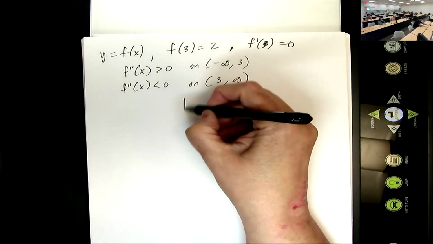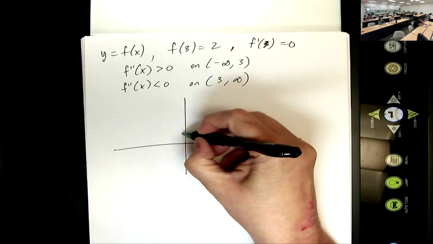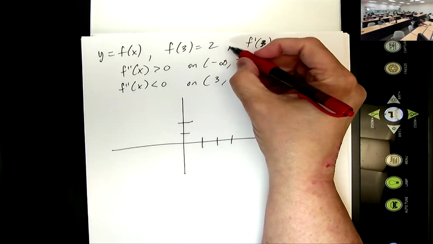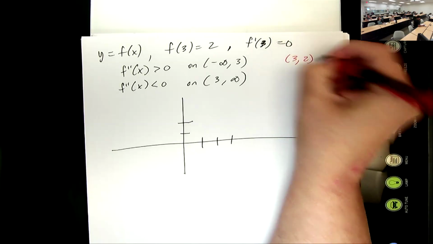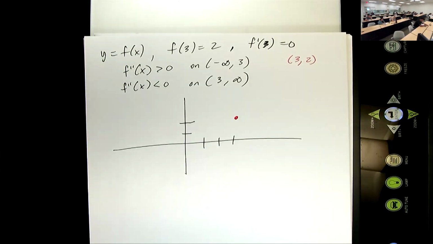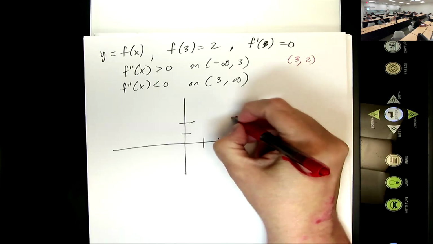So y equals f of x doesn't tell us much. We just know we have a function. F of 3 equals 2 tells us we have a point where x equals 3 and y equals 2. There is a point there. And f prime of 3 tells us that the slope is 0.